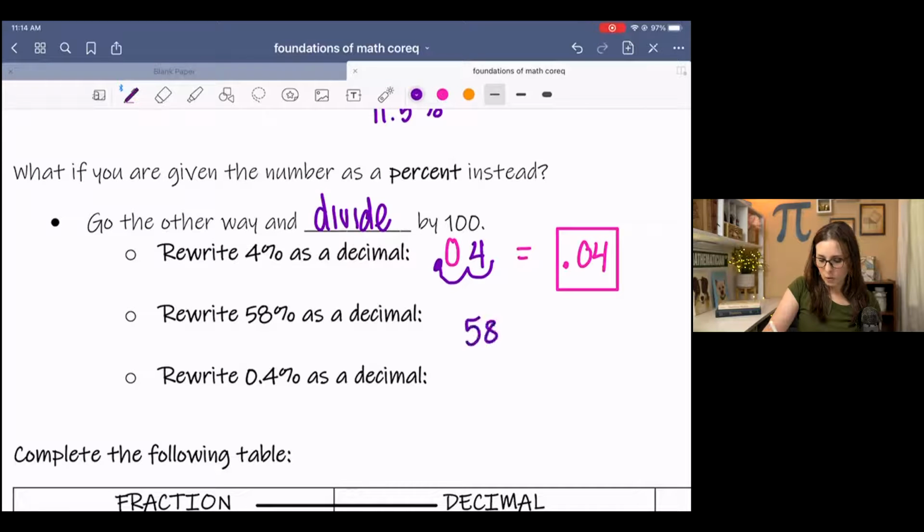58, the decimal would be at the very end. We move it 2 places, 1, 2. We do not need a placeholder. We get 0.58 in decimal form.